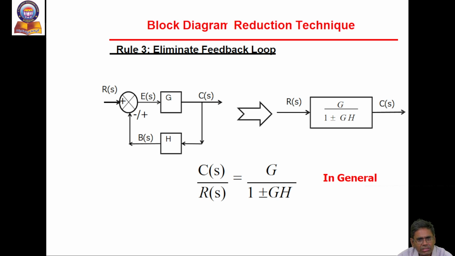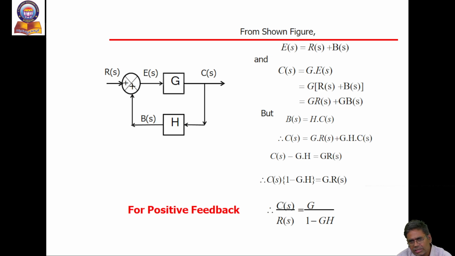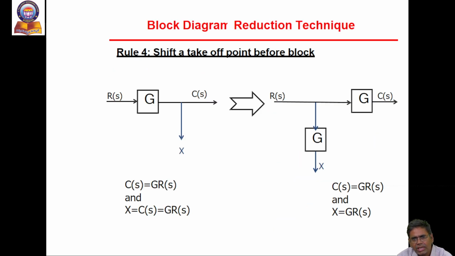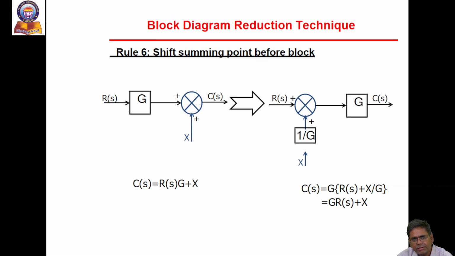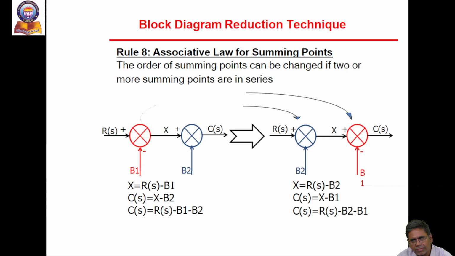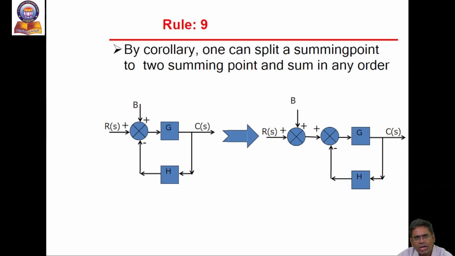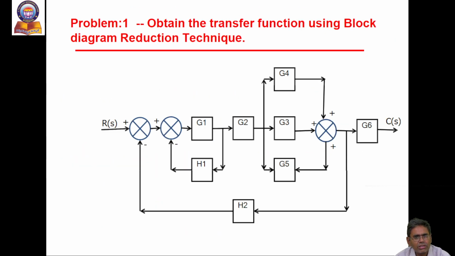The third rule is elimination of negative feedback or positive feedback, G divided by 1 plus GH. Fourth rule is also elimination of feedback. Then shifting the takeoff point before the block, and another one, shifting the takeoff point after the block. Then shift the summing point before the block, then shift the summing point after the block, and associate two blocks, interchanging two blocks, and split the summing point into two summing points. By using these 9 rules, we solve the problems.